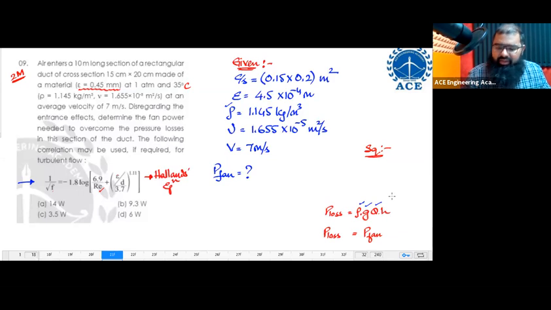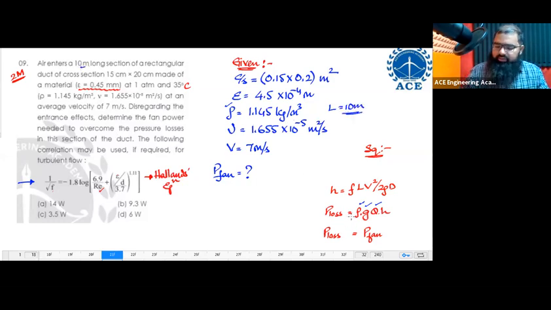How do we know Q? See, the cross section is there and velocity is there. You know the value of Q. What we don't know over here is head loss. Okay, head loss is not known. Let's go one step up now. How will you find out head loss? For head loss, you need to know the value of f L V square by 2 g D. L is given actually. L is equal to 10 meters. Given.